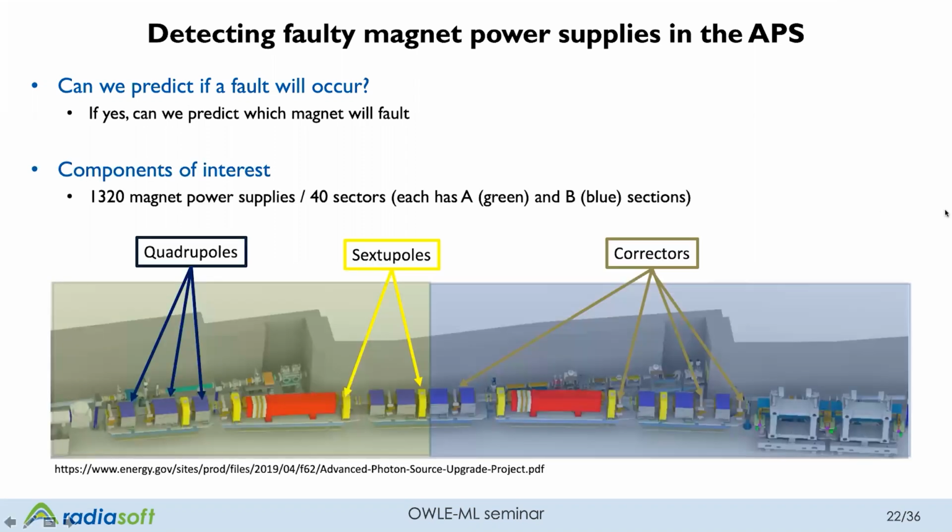So just to orient to the problem here a little bit, this is a schematic of the storage ring. The storage ring has 40 different sectors, and there's A and B sectors for each of the 40 sectors. And there's quadrupoles, sextupoles, correctors, and then also the dipole magnets, of course. In this study, we're not including data from the dipole magnets. We don't have fault data on those. We just have fault data on the quadrupoles, the sextupoles, and the corrector magnets.